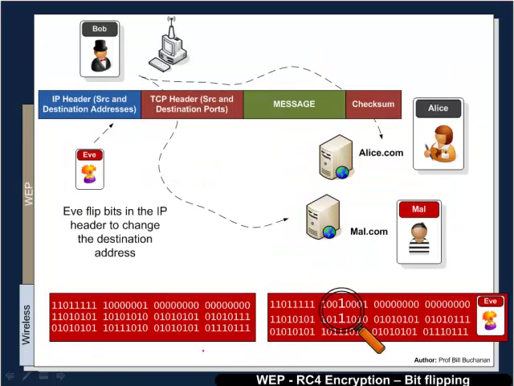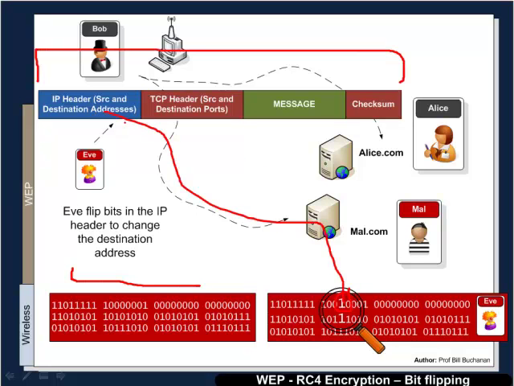It's possible because you can see IP and TCP headers, because the Ethernet frame doesn't change at all. It's possible for Eve to go into the IP header and decide to flip some bits in the IP address here, so that rather than going to alice.com, Eve sends the data to mal.com.